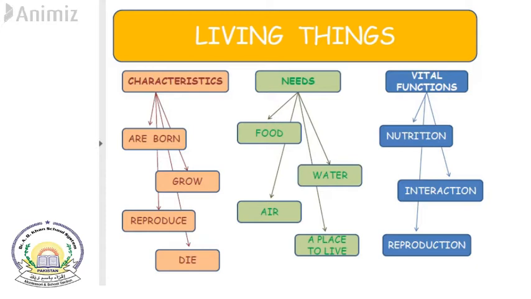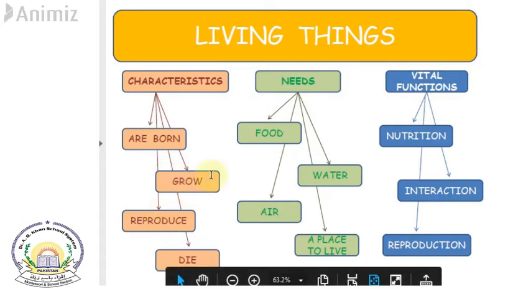In the previous lecture we had discussed living things. Do you remember the previous lecture and have you revised it? So what are living things? You know that we are surrounded by living things and non-living things. We had discussed their characteristics, needs, and functions. Living things are born, they grow, they reproduce, and they die. These are the characteristics of living things.